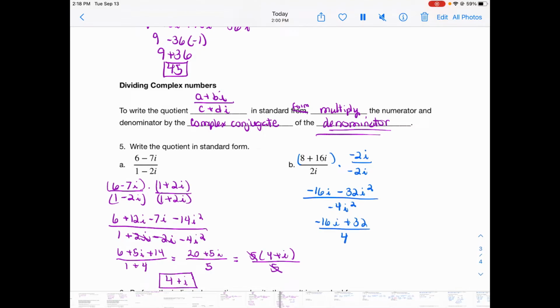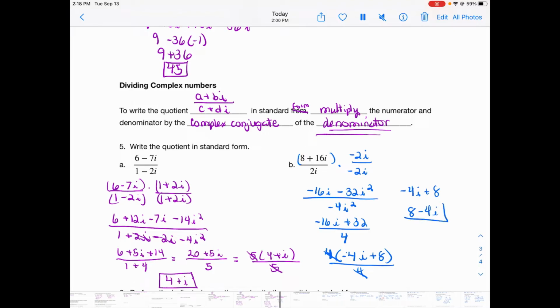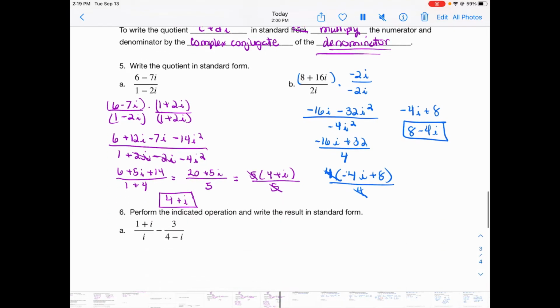And then we need to simplify. Well, again, I can factor out a GCF from the top, which is 4, and that leaves me with a -4i plus 8. And then if I write that in standard form, switching my terms over, I get 8 minus 4i. Hopefully that's what you ended up with.